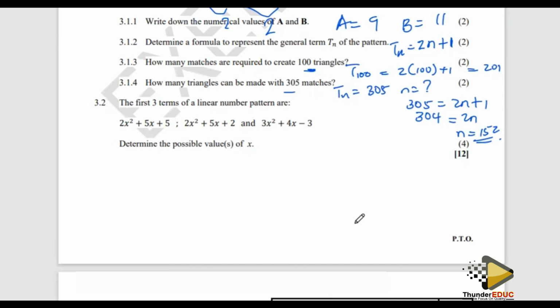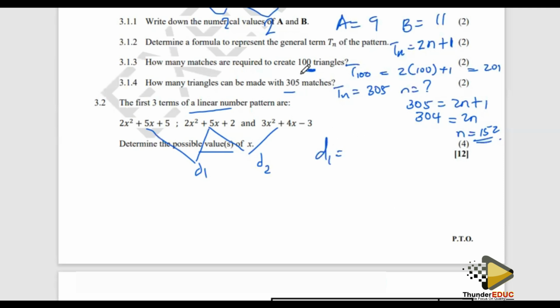Then we have 3.2. The first three terms of a linear pattern, they love this, because people hate algebra. Determine the possible values of x. One thing we know about a linear pattern, it has a common difference that is the same. So we're going to get the difference here, which we're going to call D1. And then the difference here, which we're going to name D2. But we know that D1 and D2 must be the same.